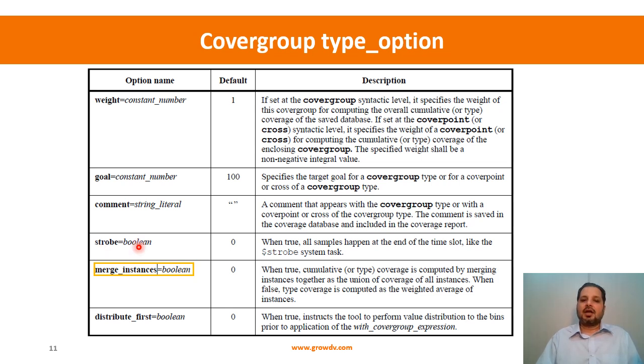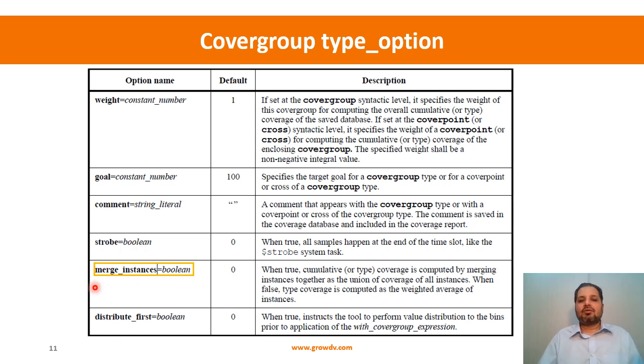This is especially useful if you are doing microarchitecture or interface level coverage. Let's say I have multiple value changes within a time step for some reason, and you don't want that to be captured. Then you can set strobe equal to 1, so that the values I am sampling only get sampled towards the end of the time step.